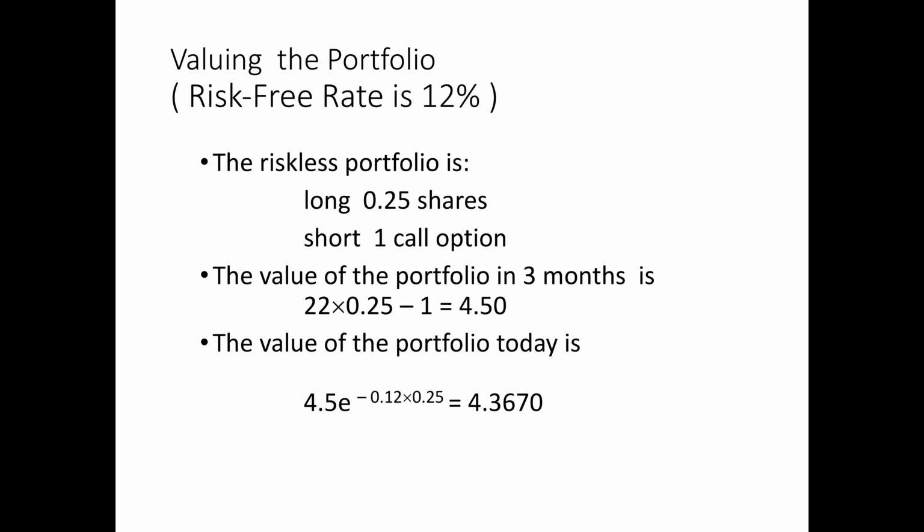Now, the value of this risk-free portfolio in 3 months will be $4.50, no matter what. Because delta here, 0.25, is the perfect hedge. Therefore, if you want to know the portfolio's worth today, it is the 4.5, the risk-free outcome, discounted back at 12%, assuming the risk-free rate is 12%, for 3 months, 0.25 years, which is equal to today's dollar, the present value, $4.367. This is the portfolio's current value. Its future value is 4.5. The current value is 4.37.